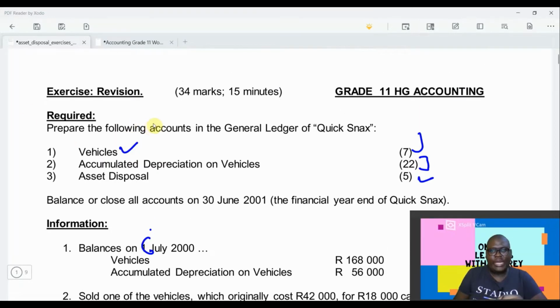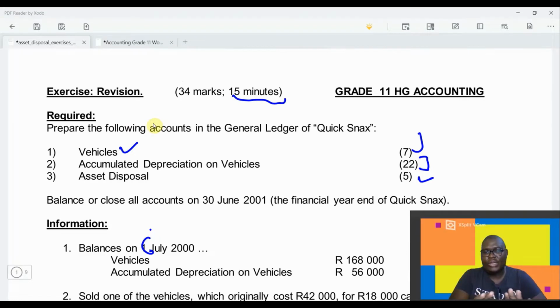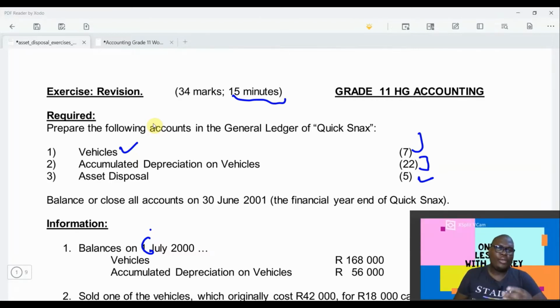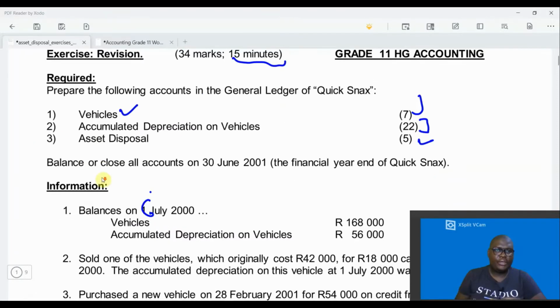And one thing that I would also like to caution you on is the time. We are required to do this in 15 minutes. So you need to be able to do these calculations and everything in 15 minutes. This means you have to really practice. You need to put so much practice into this type of question so that you can master the speed.